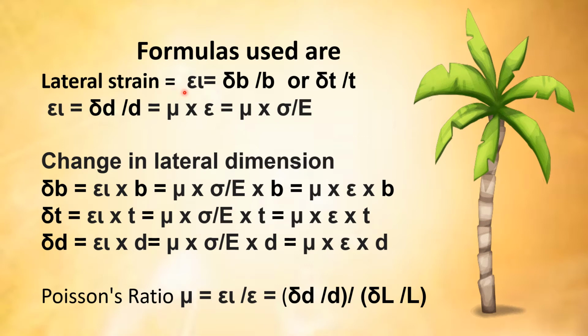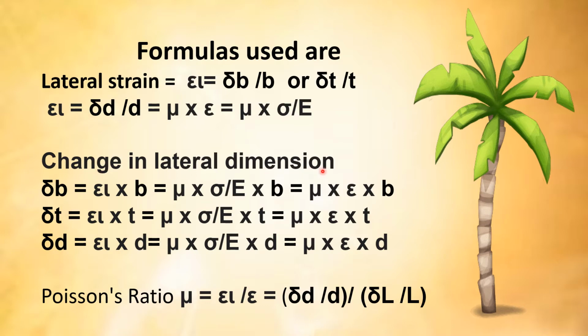The lateral strain epsilon L can be delta B upon B or delta T upon T or delta D upon D, or it is mu into linear strain E, mu is Poisson's ratio, or it is mu into sigma divided by E. Whichever formula we need to use, we will be using that formula.